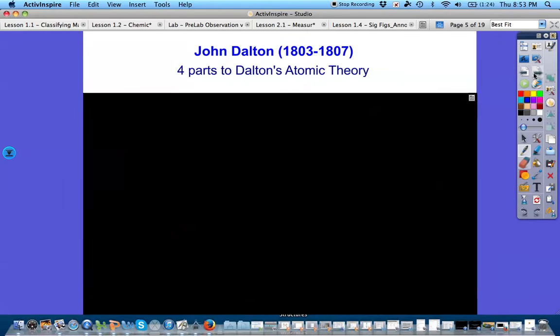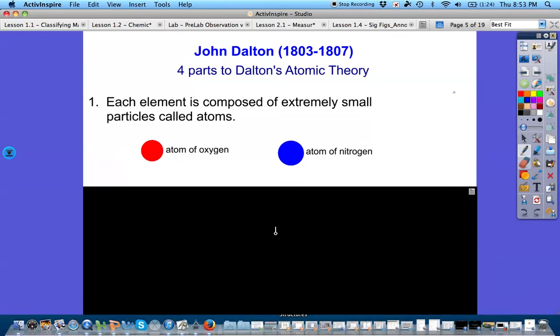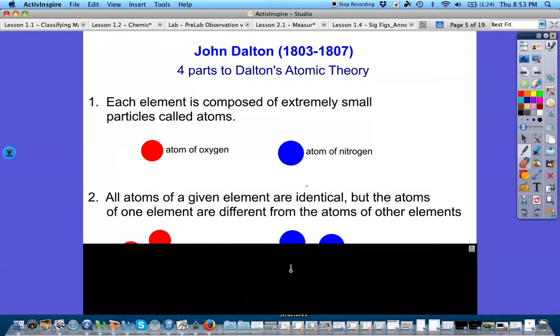John Dalton made his contributions to the atomic theory from 1803 to 1807. And there are 4 parts to Dalton's atomic theory. The first thing that he said is that each element is composed of extremely small particles called atoms. So we have an atom of oxygen and an atom of nitrogen.